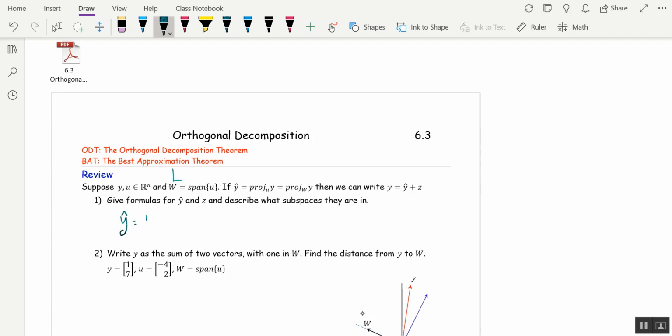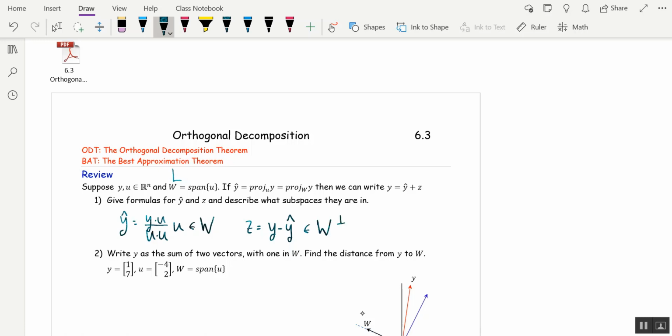Y hat is y dot u over u dot u, u. Last time we said that lies on the line L, or it's in the direction of u. You can see this vector is parallel to u, but we're going to say today that this is in W. W is the space spanned by u, so that's certainly true. And z is y minus y hat. Now that was orthogonal to y hat, so today we're going to say that's in W perp.